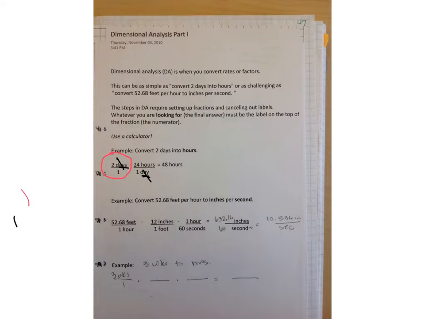And hours is on the numerator, so we have 24 hours over 1 day. Then you just simplify and multiply 2 times 24, which gives you 48 hours. So there's 48 hours in 2 days. I'm going to skip the second one, so we're not going to take a look at that until later.